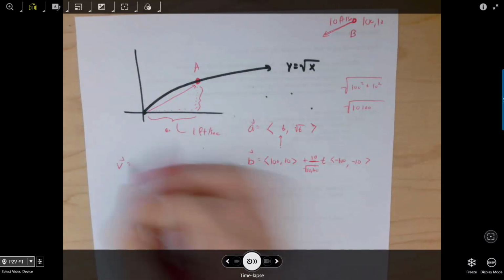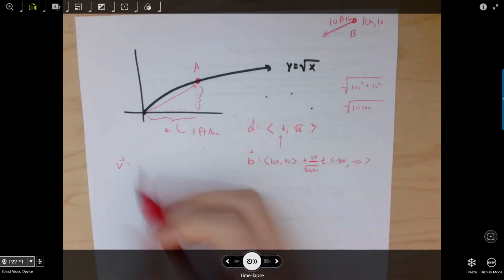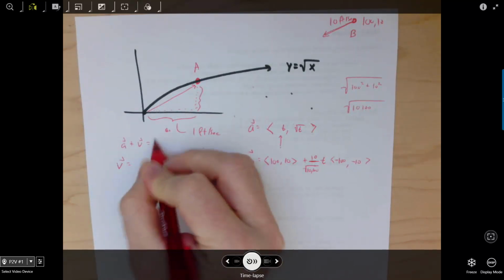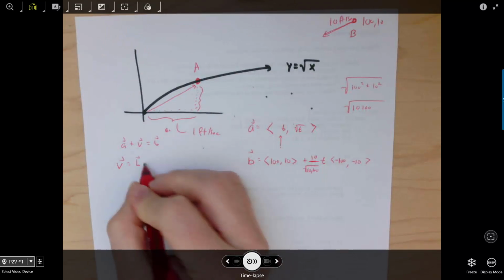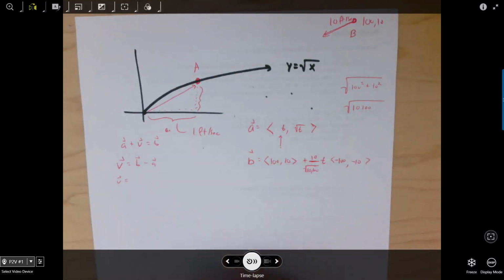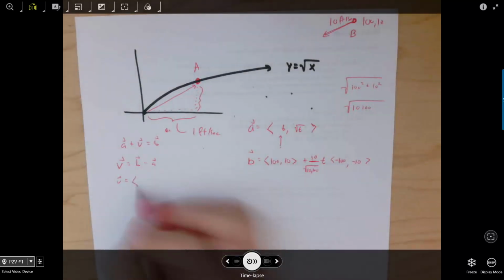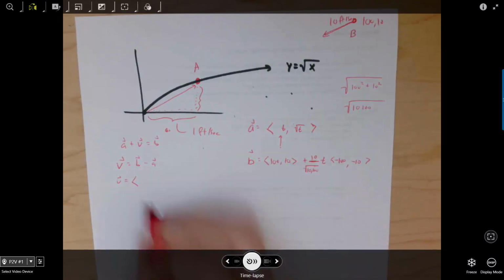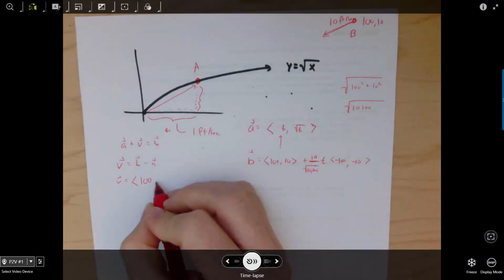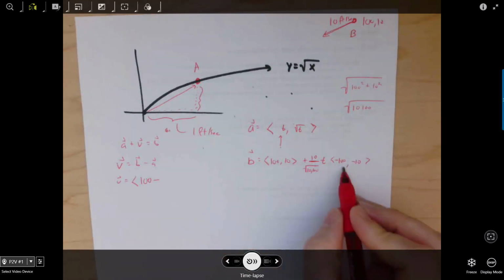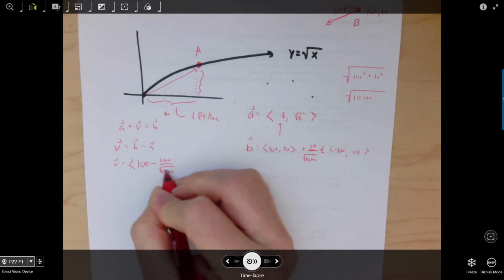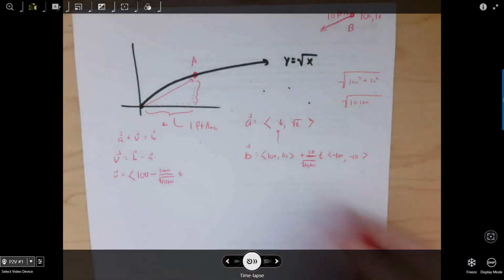And now I want vector v to be the vector that points from A to B. So what that means is that A plus vector v equals vector b. So v is going to be b minus a. We've done this 100 times now. So let's go ahead and subtract a from b, and I'm going to do it component-wise again. So the b vector is 100 minus, 100 times 10, which is 1,000, over root 10,100, times t.